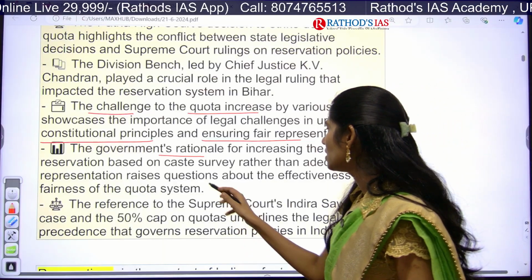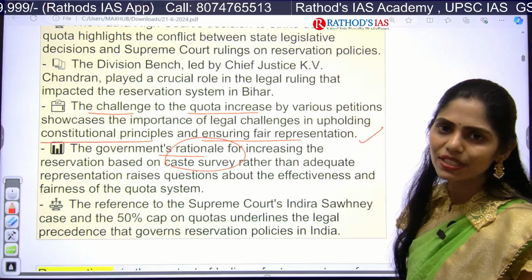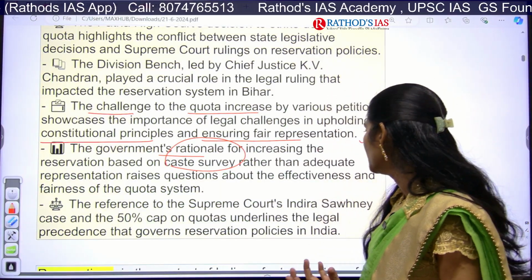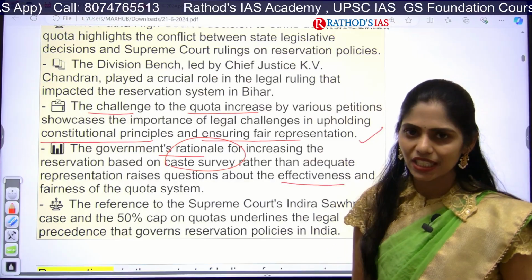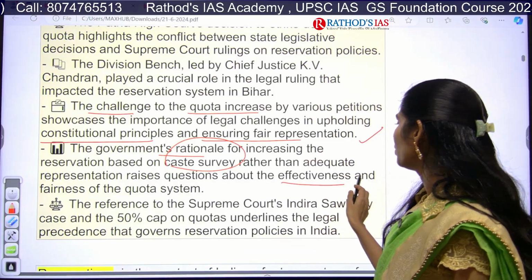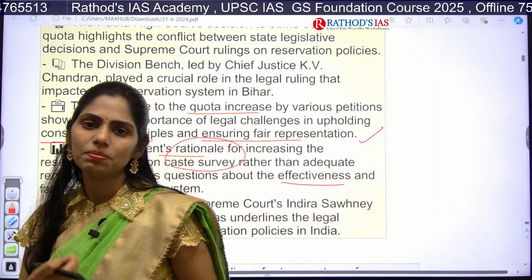So in this caste survey, they found that there is inadequate or no proper representation of certain caste people. Especially because of that, to improve their representation in different fields, they came up with this fairness of quota system, or increased this reservation system in Bihar.